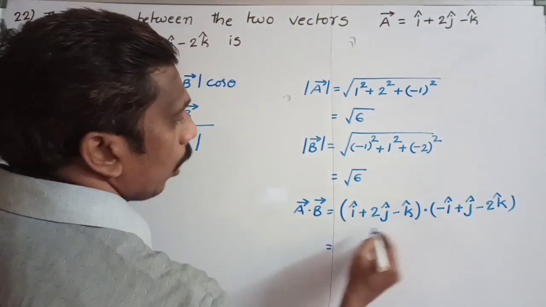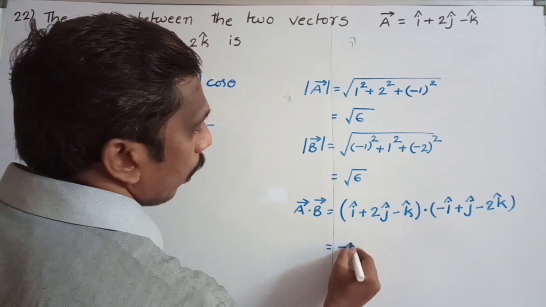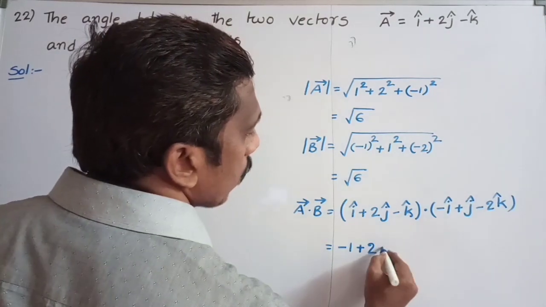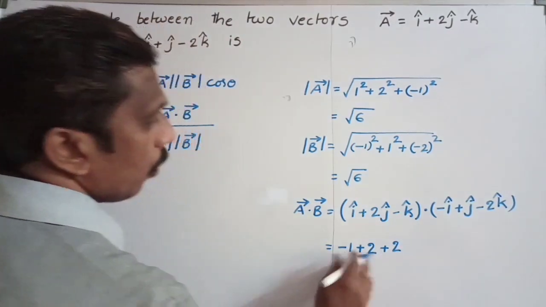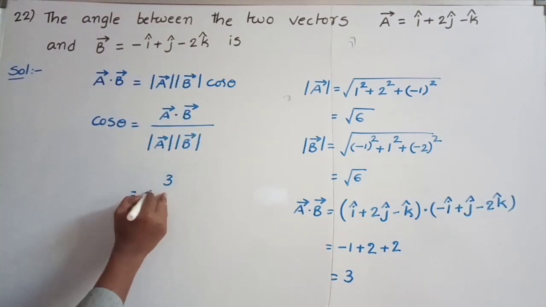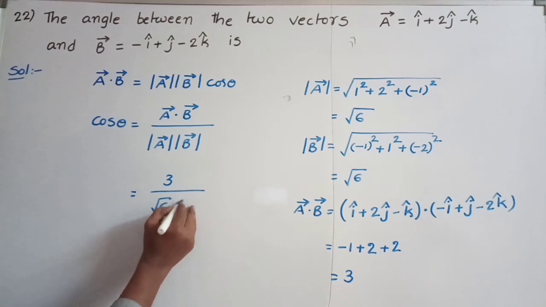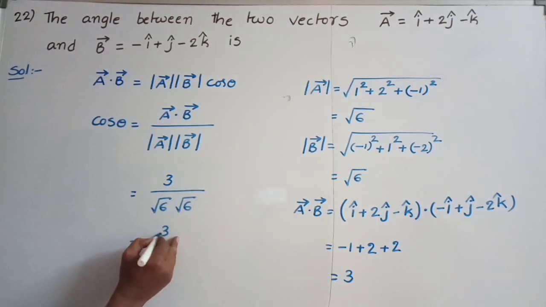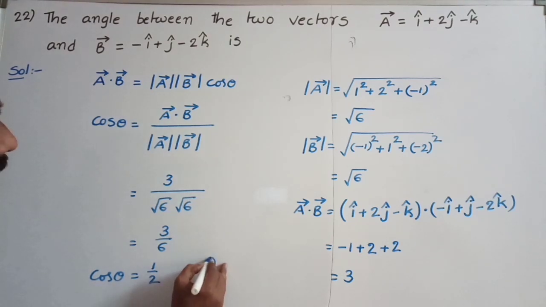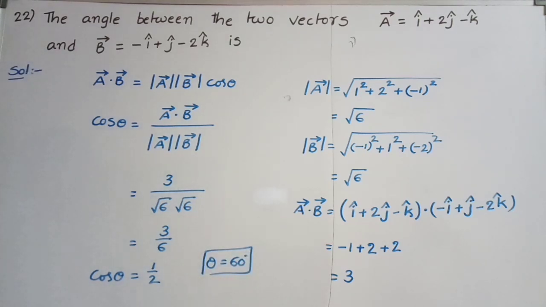Here multiply the i component: plus 1 into minus 1, minus 1, plus 2 into 1, 2, minus... plus 2 ones are 2. So that is equal to 3. Substitute here, then we get 3 divided by root 6 into root 6. Root 6 into root 6 is equal to 6. 3 by 6 is equal to 1 by 2. So cos theta is equal to 1 by 2. Then theta is equal to 60 degrees. Cos 60 degrees value is 1 by 2. So the angle between a bar and b bar is equal to 60 degrees.